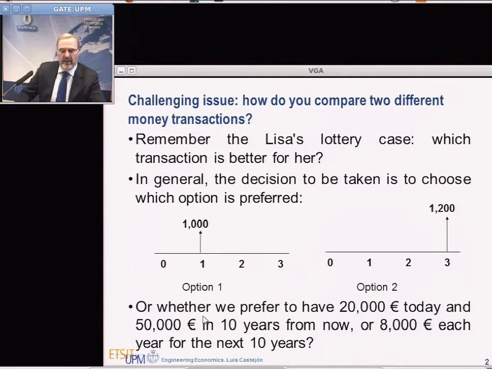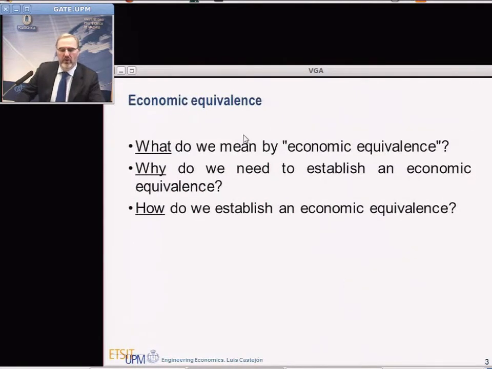Another option could be whether we prefer to have 20,000 euros today, or 50,000 euros in 10 years from now, or alternatively, do you prefer to have 8,000 euros each year for the next 10 years? Every year, it's 8,000. So we need a rule. The economic equivalence problem can be summarized with these 3 questions. What do we mean by economic equivalence? Why do we need to establish an economic equivalence? How do we establish an economic equivalence?